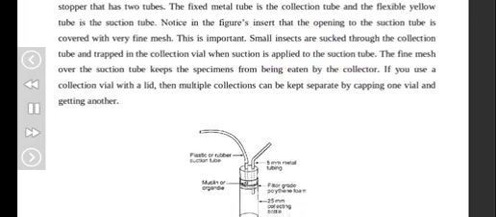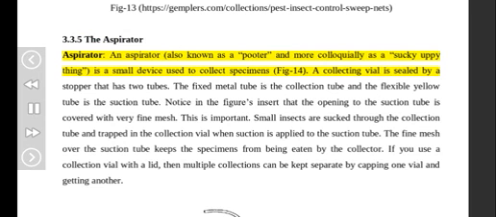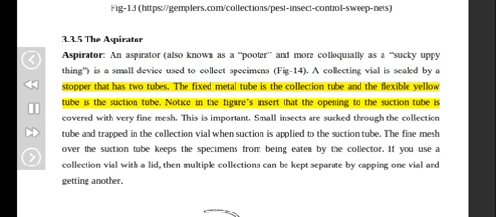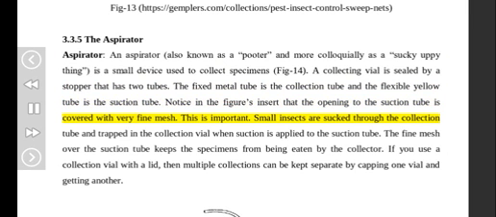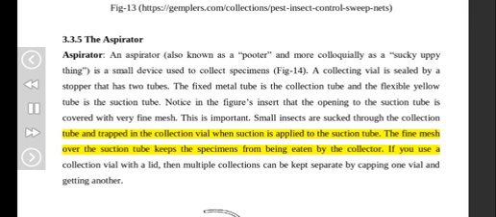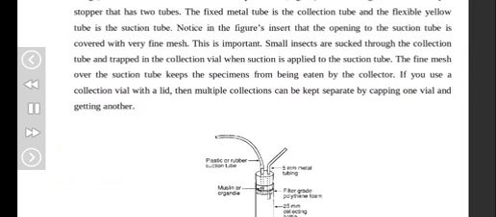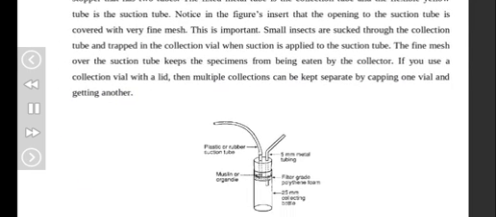3.3.5 The aspirator. An aspirator, also known as a pooter, and more colloquially as a sucky-uppy thing, is a small device used to collect specimens, Fig. 14. A collecting vial is sealed by a stopper that has two tubes. The fixed metal tube is the collection tube and the flexible yellow tube is the suction tube. Notice in the figure's insert that the opening to the suction tube is covered with very fine mesh. This is important. Small insects are sucked through the collection tube and trapped in the collection vial when suction is applied to the suction tube. The fine mesh over the suction tube keeps the specimens from being eaten by the collector. If you use a collection vial with a lid, then multiple collections can be kept separate by capping one vial and getting another. Fig. 14 Aspirator.